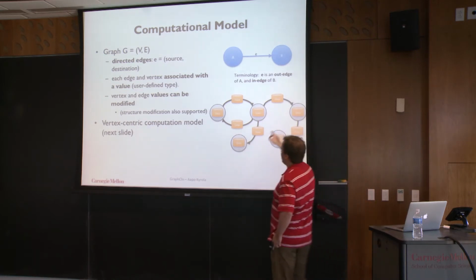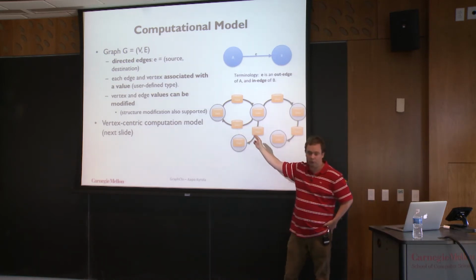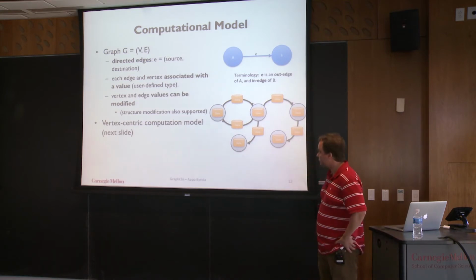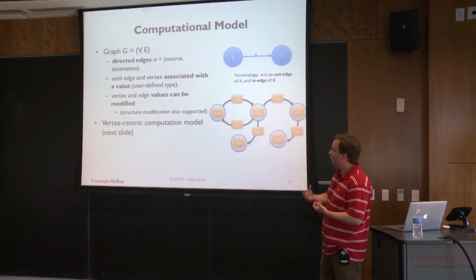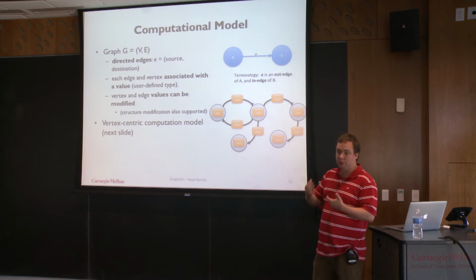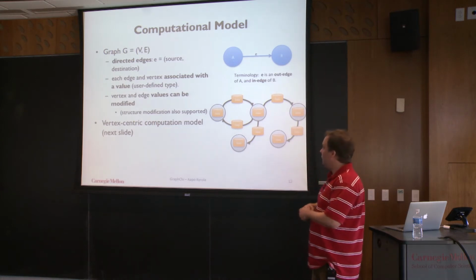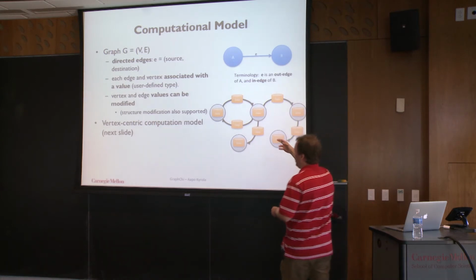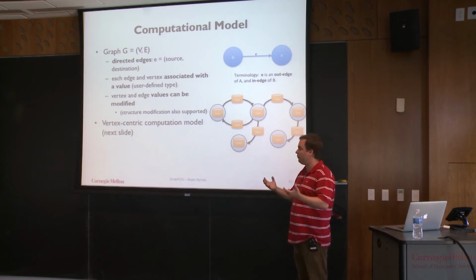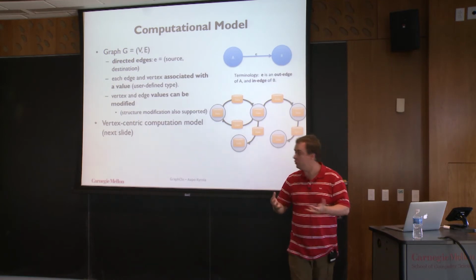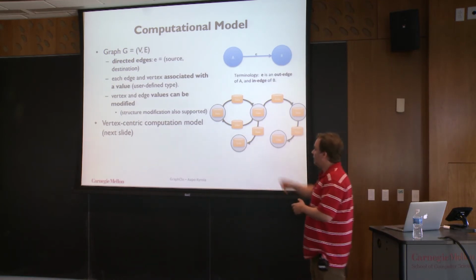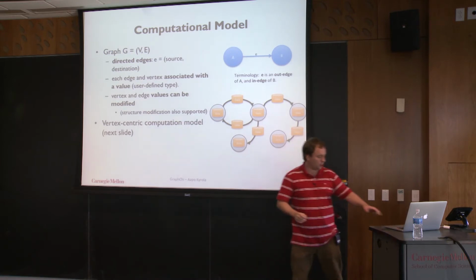For each vertex and edge, we associate a value, which we call the associated value. And in this model, both vertex and edge values can be modified. In many other cases, the edge value is immutable, so for example, it's just an edge weight. But in this case, we allow you to modify it. And then we use the vertex-centric computation model, which I talk about next.